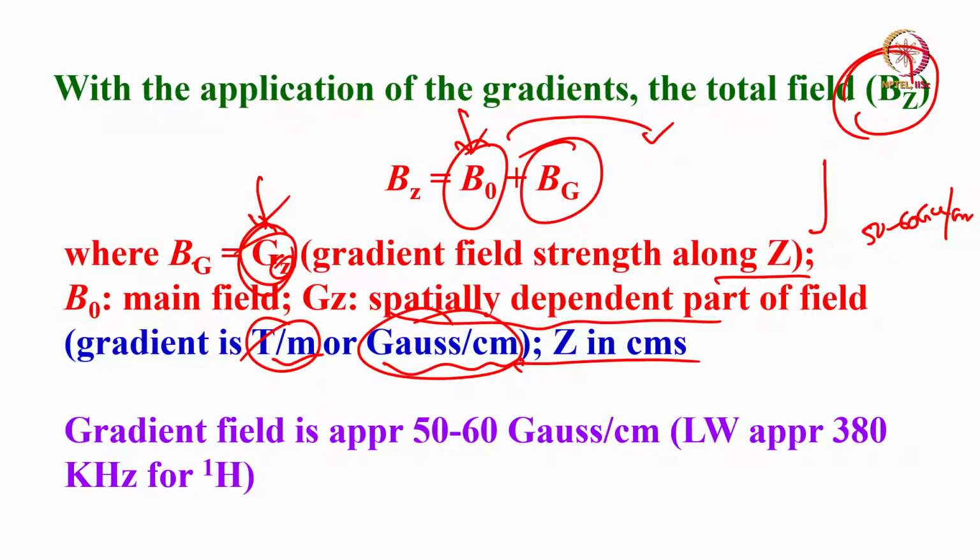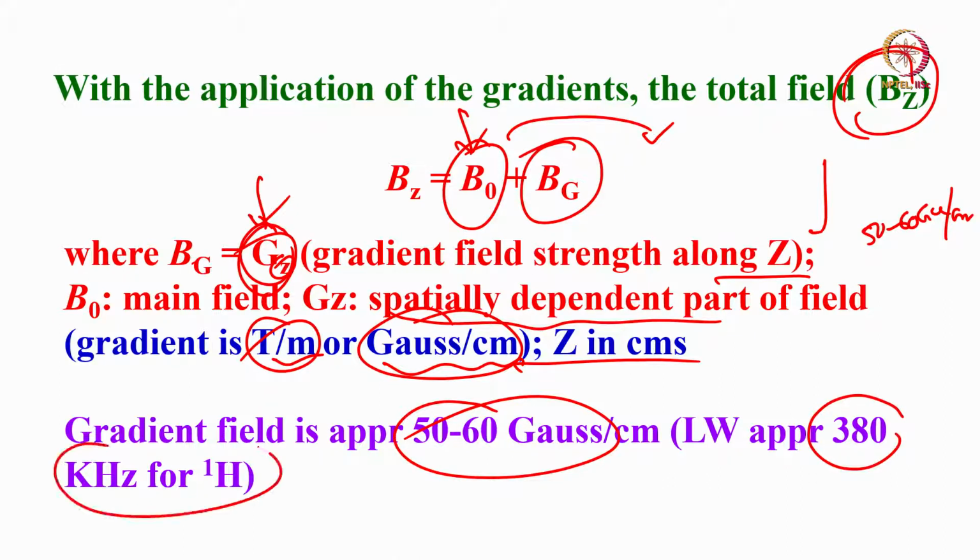So the gradient field is approximately 50 to 60 Gauss per centimeter, which, if you calculate, the line width turns out to be about 380 kilohertz per proton. 380 kilohertz. Remember, our spectral width is only about 10 ppm. At 500 megahertz, it is 5000 hertz, 5 kilohertz, but here 380 kilohertz. That is the reason why, when you apply a gradient, there is so much inhomogeneity that in principle there is a complete dephasing and you do not see any signal.